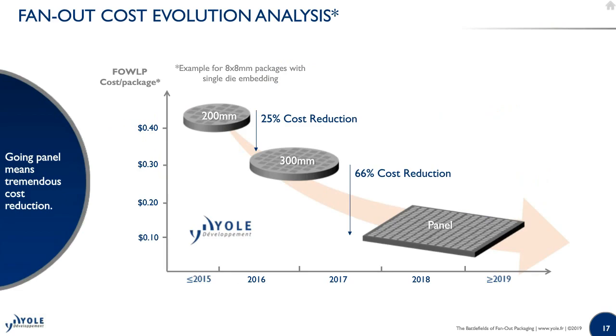In this slide, you can see fan-out cost evolution analysis. Here we are comparing primarily the carrier size of the fan-out processing. So, end customers are asking for lower and lower prices. Price reduction is a parameter for fan-out market growth now. And this can be achieved by reducing manufacturing costs, which can be achieved by using larger carriers. So going panel could enable cost reduction, as you can see, of up to 66%. And of course, this is if the technologies are ready and the yield is higher than 95%.